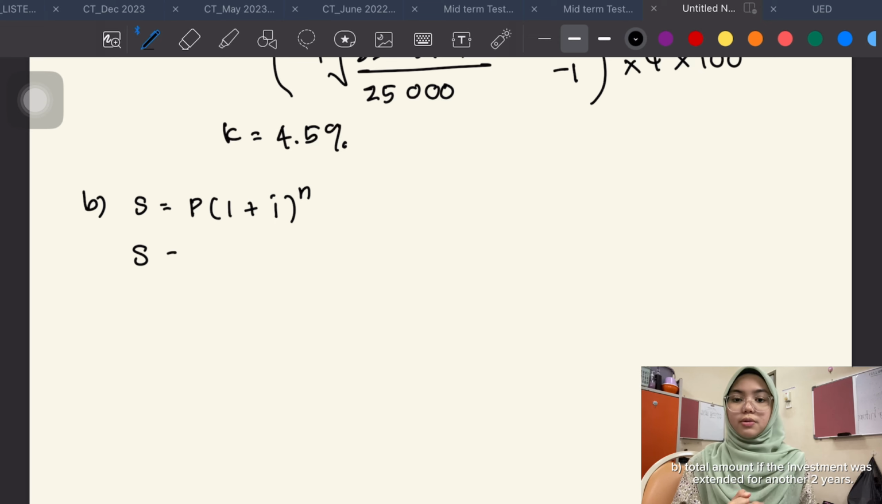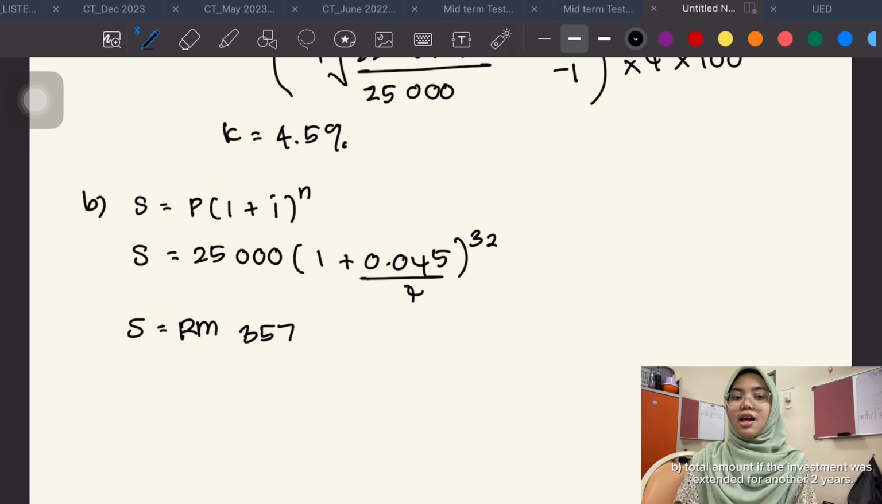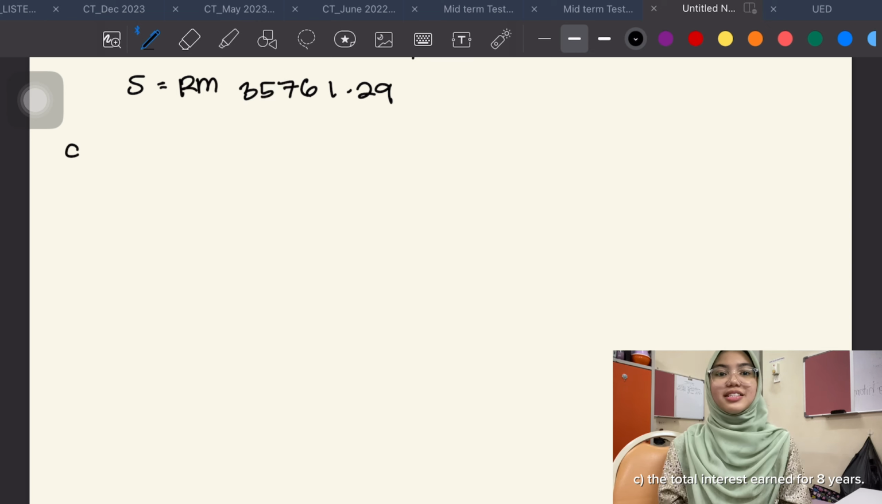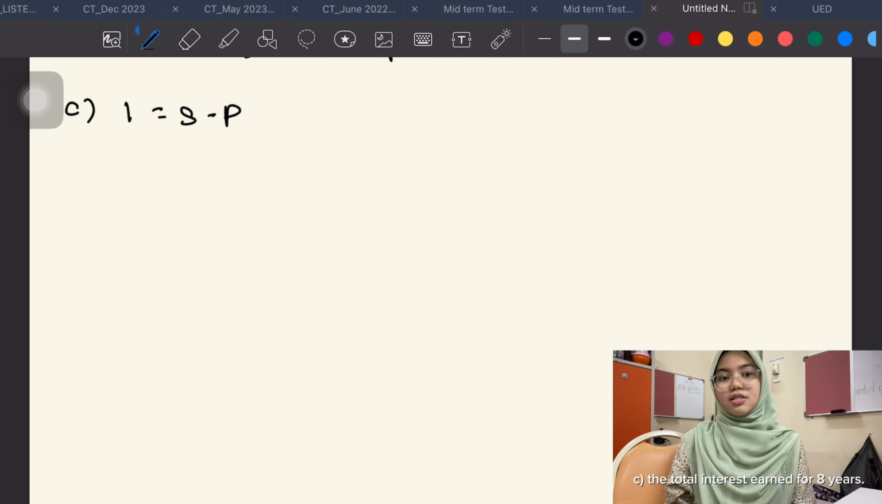So our N will be changed. Before this we multiplied 4 by 6, but now we add another 2 more years, so N equals 4 multiply 8, which is 32. We're just going to use the same formula and calculate, and we get S equals RM 35,661.29. So for question C, we're going to use the formula I equals S minus P.